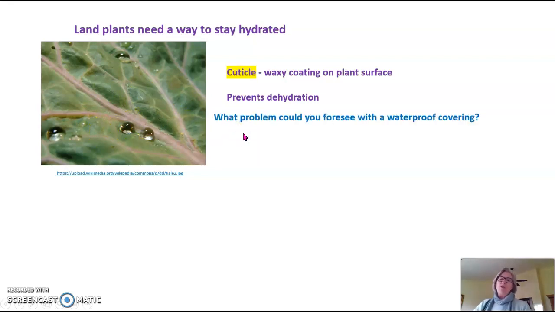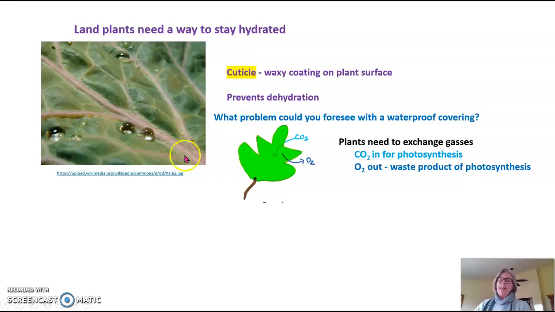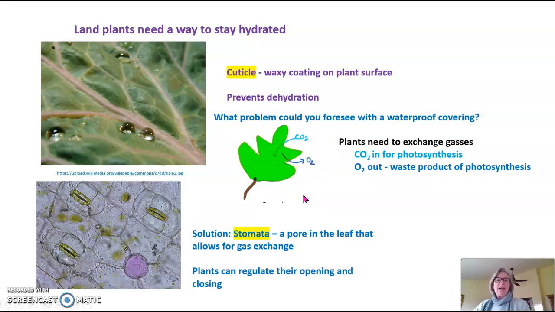But what problem could you foresee with a waterproof covering on the entire plant? Well, plants need to be able to exchange gases. They need to be able to allow carbon dioxide to go in for the carbon donor for photosynthesis, and they need oxygen to be able to go out because this is a waste product of photosynthesis. So plants have an adaptation. If they have a cuticle, they also have something called a stomata.